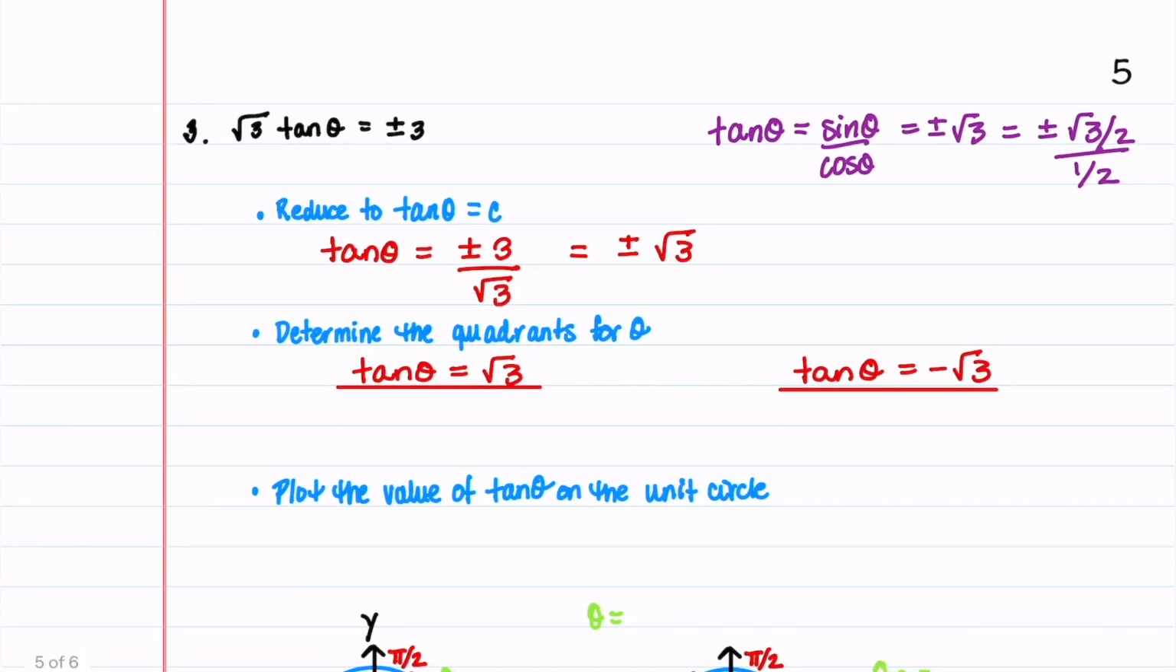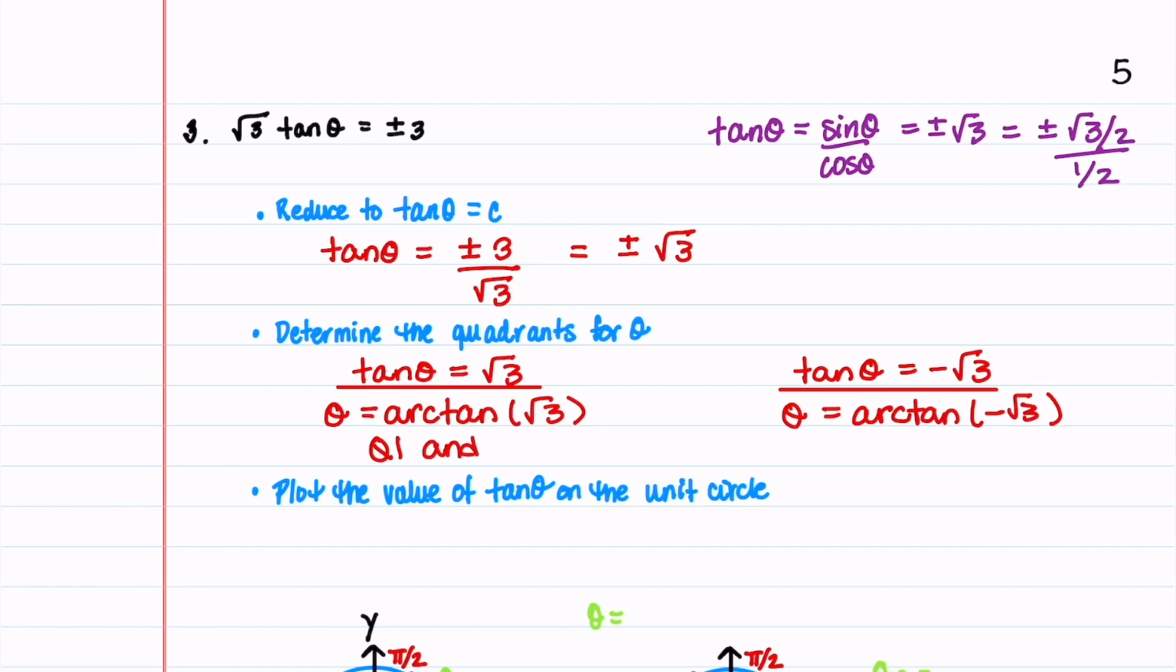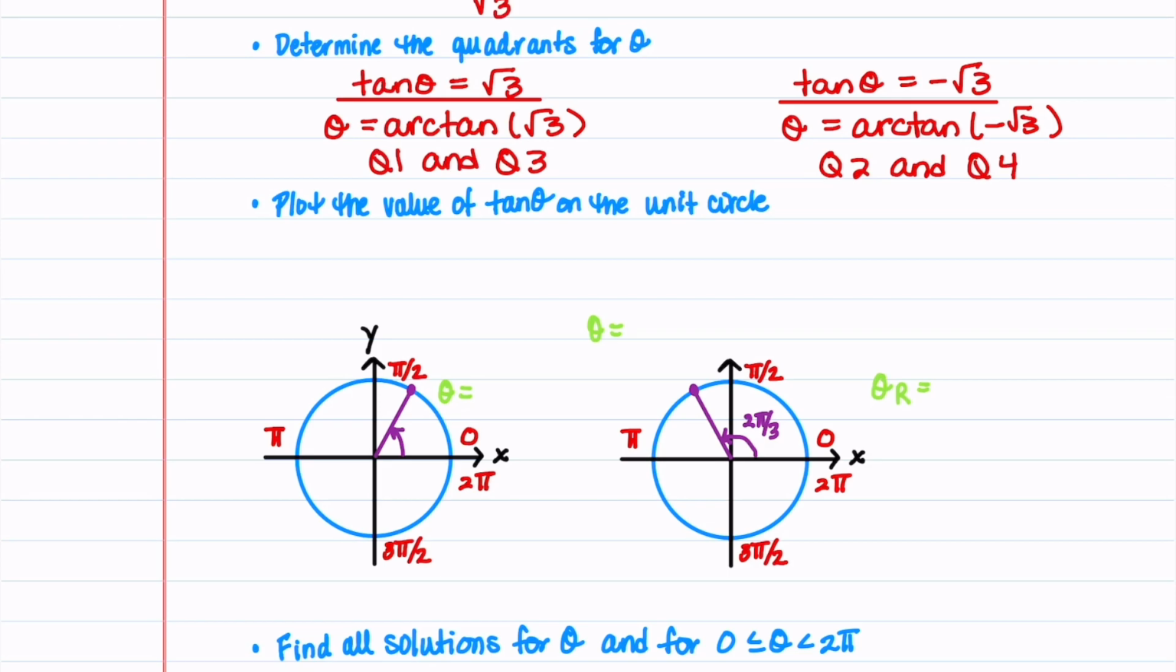Our solution to our positive equation is theta is equal to arctan of root 3. And the solution to the negative one is theta is equal to arctan of minus root 3. For our positive equation, theta is going to be in quadrants 1 and 3. And for our negative equation, theta is going to be in quadrants 2 and 4, where tangent is negative. Just like we did for sine and cosine, we'll look at our positive equation first.